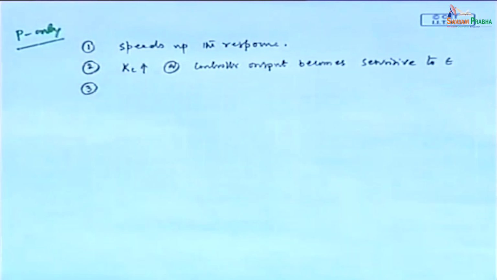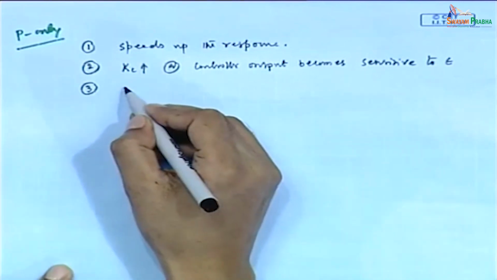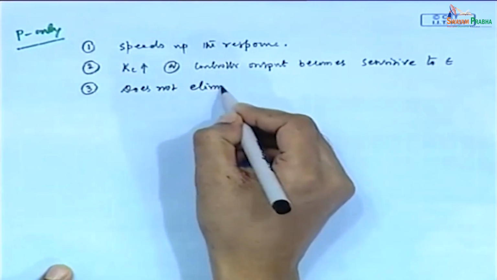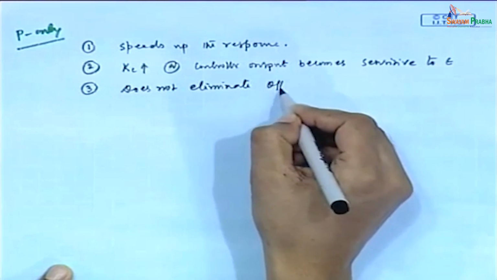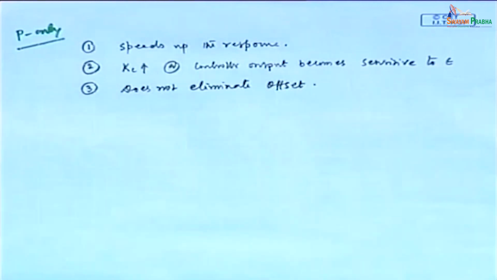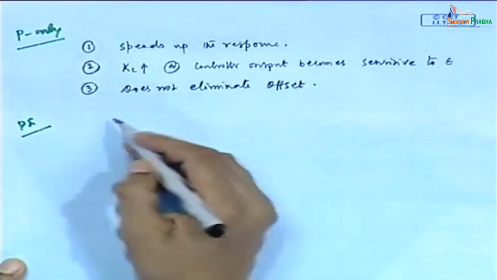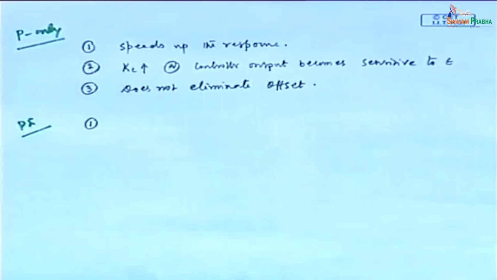Third one is it cannot eliminate offset. It does not eliminate offset. Fine. These are the 3 important points related to P only controller. Next is PI controller. Most important point related to PI controller is that it eliminates the offset.